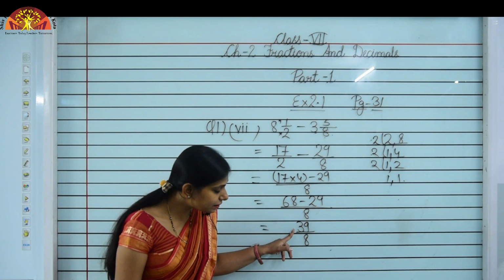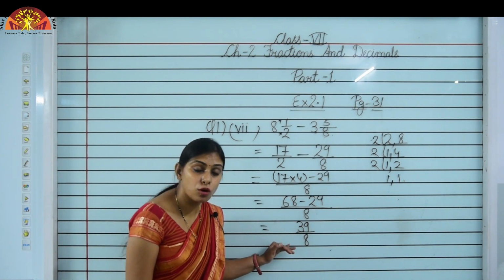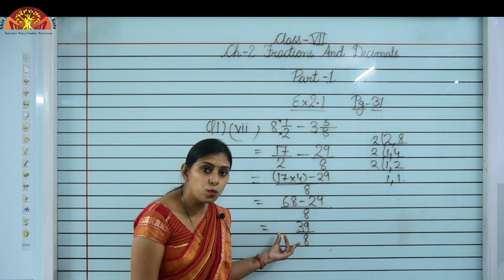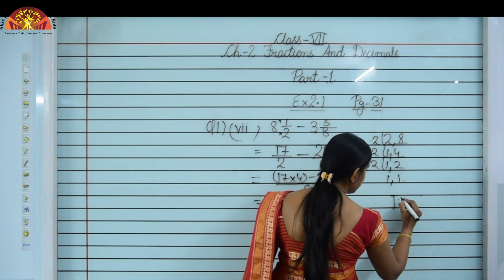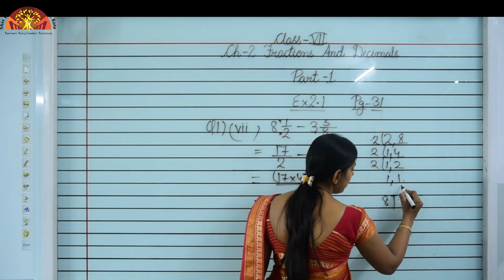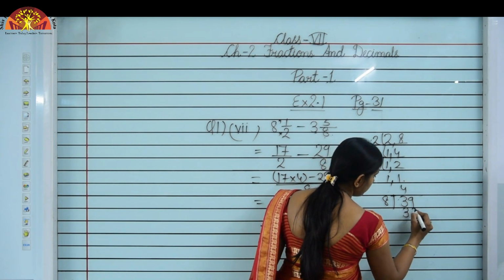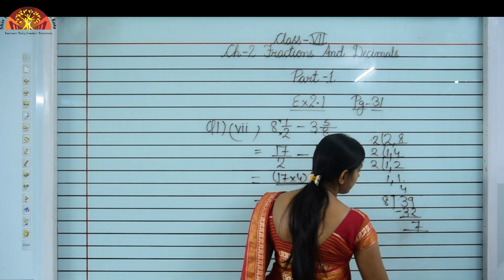You can see here that the numerator is greater than the denominator. The numerator is greater than the denominator. So we can change it into the mixed fraction. So how to change it? You can just divide it. That is 39 divided by 8. So 8 4s are 32. 9 minus 2, 7. So the remainder is 7.